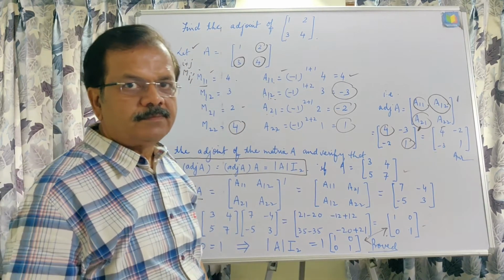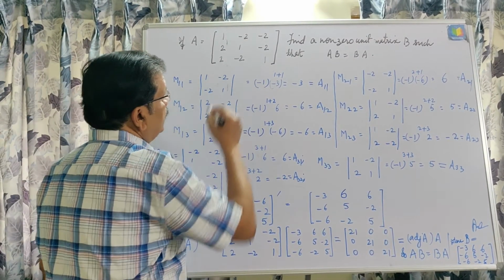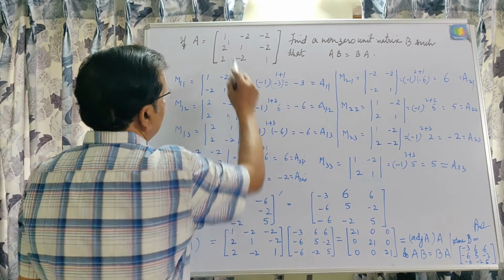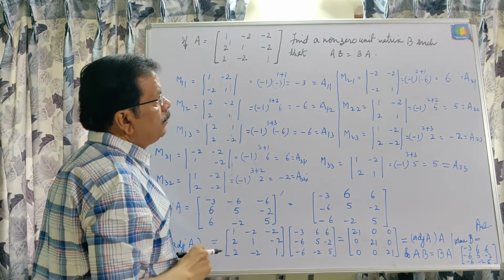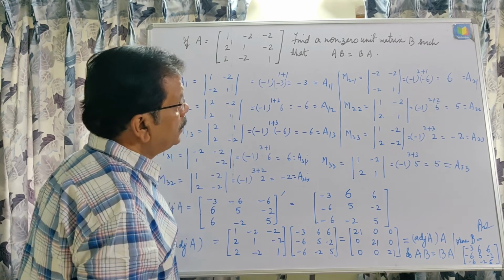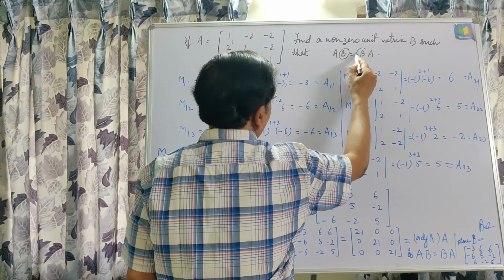Now the next question. In this question, the matrix A is given, which is a square matrix of order 3: 1, minus 2, minus 2; 2, 1, minus 2; and 2, minus 2, 1. We have to find another matrix B. The condition given is AB is equal to BA.